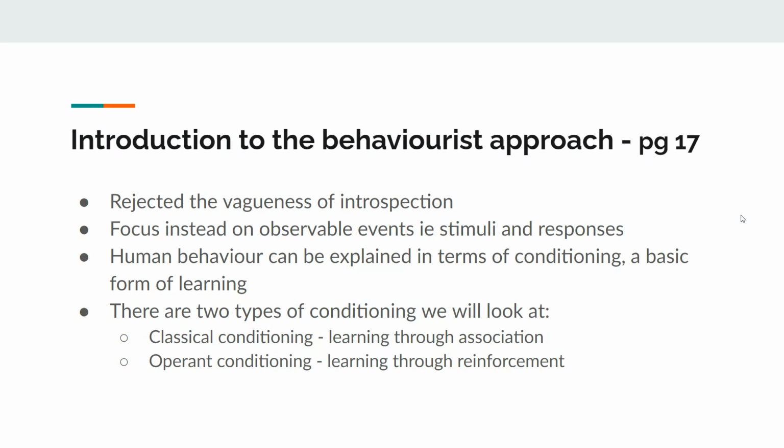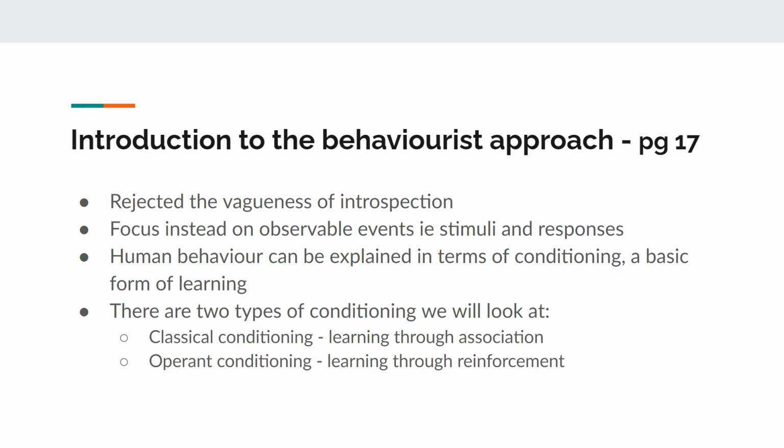As an introduction, first of all, we're on page 17 of the booklet. The behaviourist approach all came about by rejecting introspection, rejecting this idea because introspection is seen as too vague, a bit wishy-washy. The behaviourist approach is much more about observable events. Can we see a response to this stimulus? Can we actually see that the behaviour is changing as a result of what's going on in the environment? That's what the behaviourist approach is interested in. Not what a person might think or feel, but what we can see.